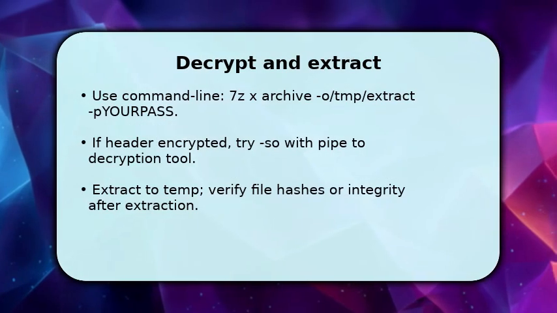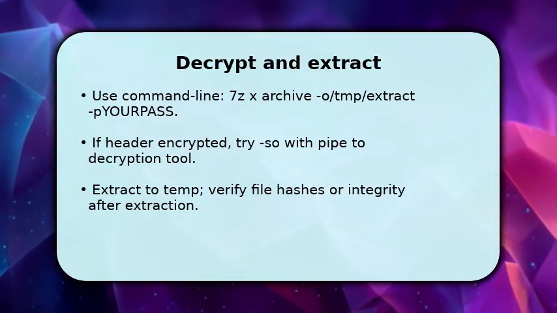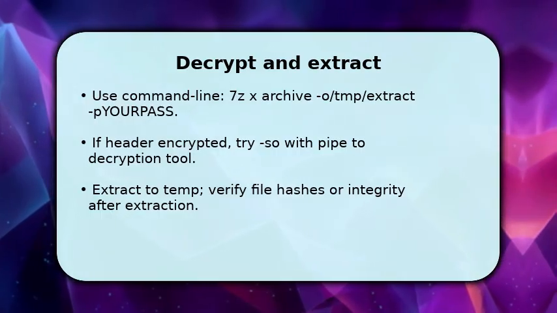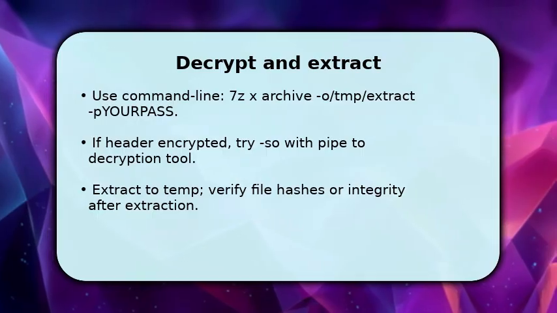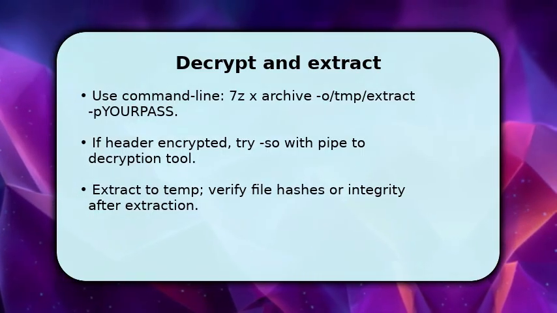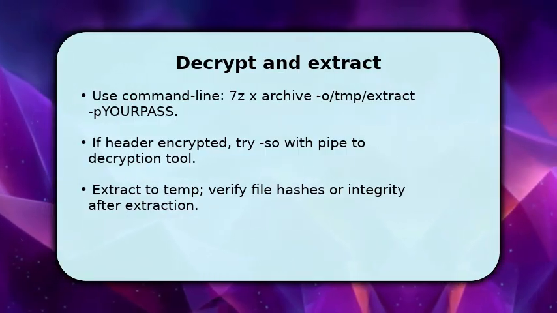You now perform the decryption and extraction step. Run an explicit extract command and supply the passphrase or key file. For example, use 7z x archive -o/tmp/extract -p yourpass. If the header itself is encrypted, pipe raw output through the appropriate decryption helper and only then extract.